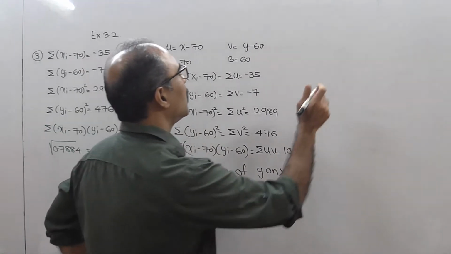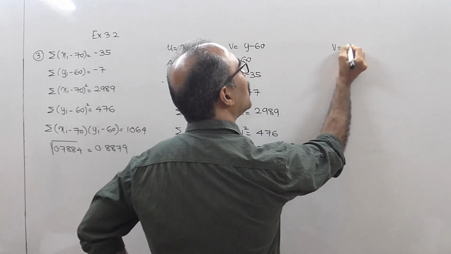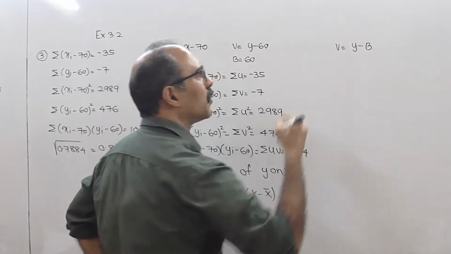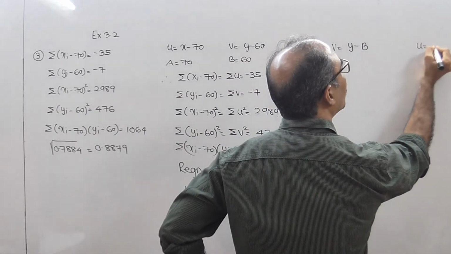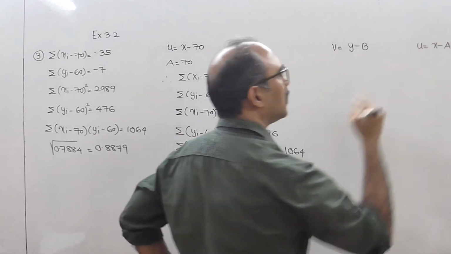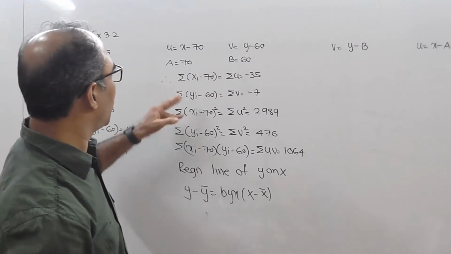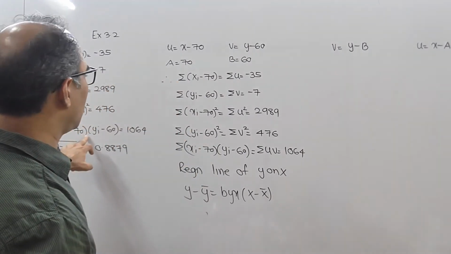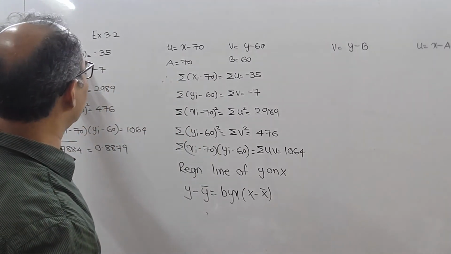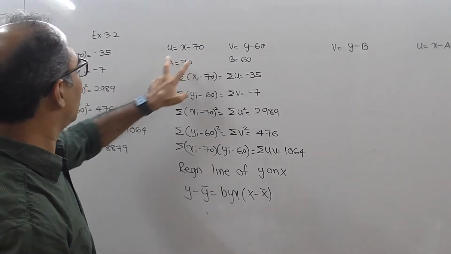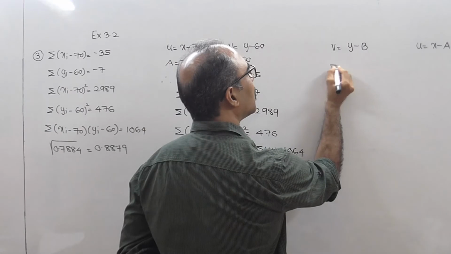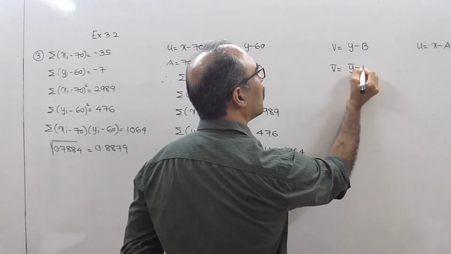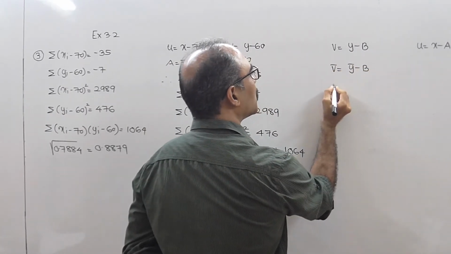So now you know the formula v equal to y minus b. I hope you know this formula. And you also know a formula u equal to x minus a. Do you know this formula? I think we have used it for solving this. This is x minus a here, and this is y minus b. So same way I'll say that v bar equal to y bar minus b. So what is v bar?